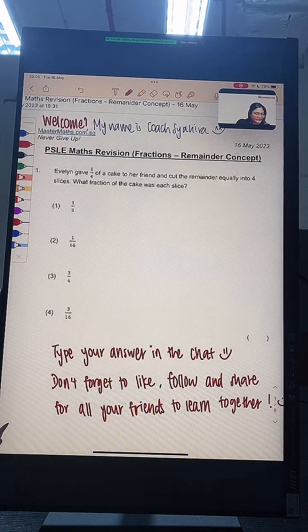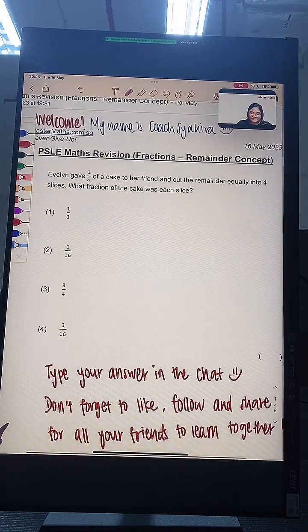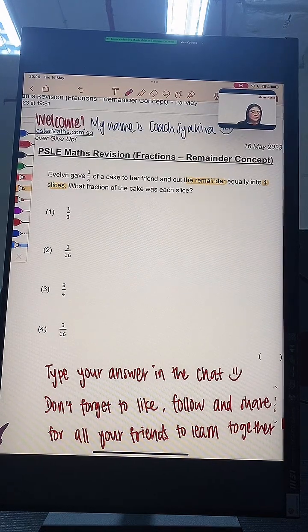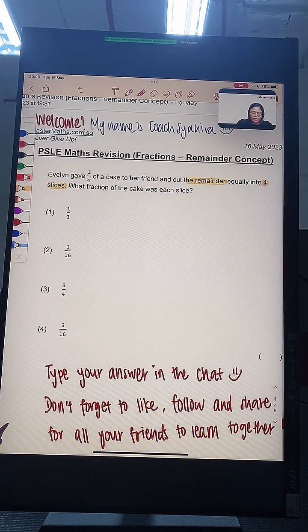All right, so rather we want to focus on the remainder first. The keyword in this question is the remainder. What did she do to the remainder? She cut it equally into 4 slices. So what we want to do here is first look for what this remainder is. Every single time the question says the remainder, the remaining, anything that resembles these keywords, we want to look for the remainder first.